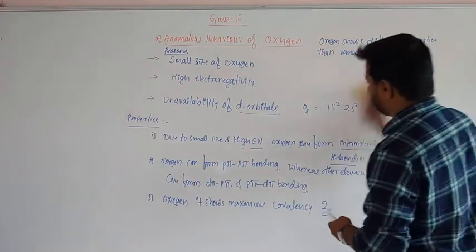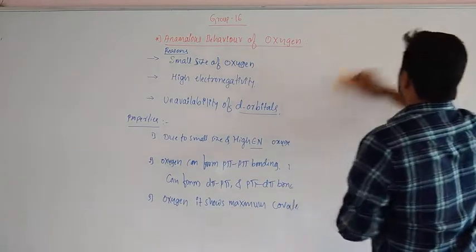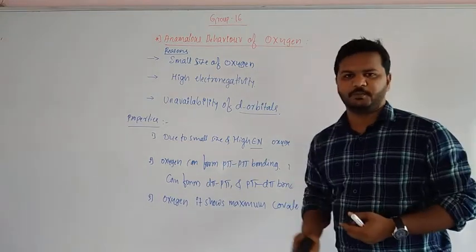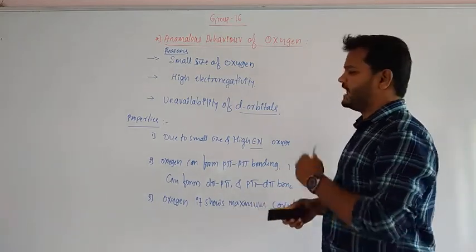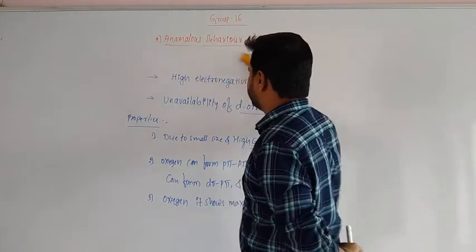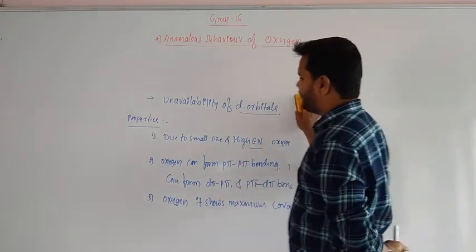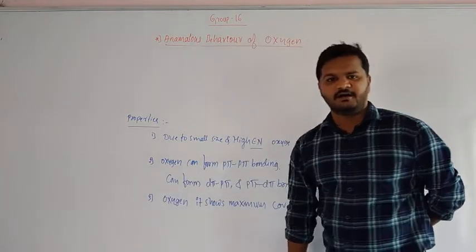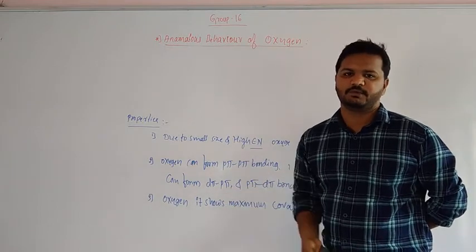Chemical reactions, or you can say chemical properties of group 16 elements. Here, anomalous behavior of oxygen means oxygen shows different properties than the other group 16 elements. The reasons why oxygen shows anomalous behavior: first is small size of oxygen, second is high electronegativity, and third is unavailability of d orbital. These three are the main reasons to show abnormal behavior.